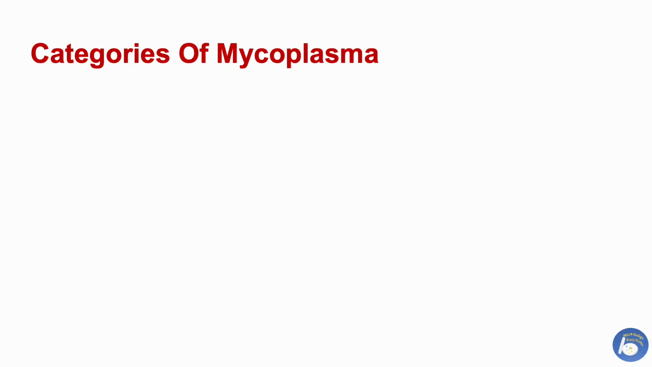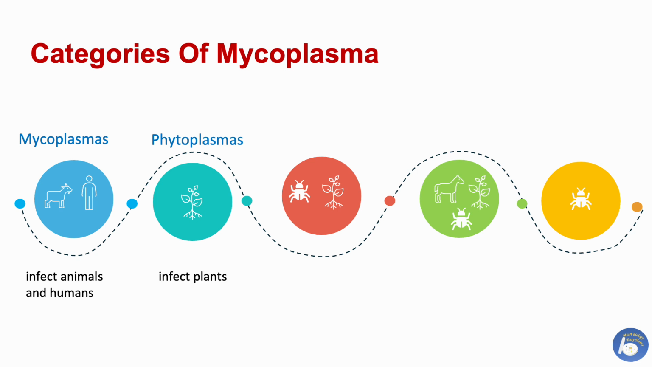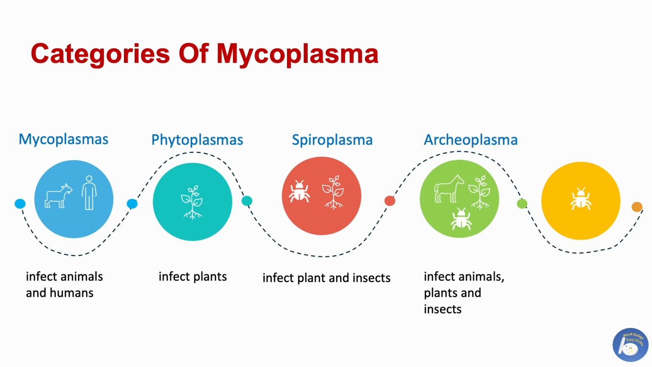With the discovery of several groups of Mycoplasma, they have been categorized on the basis of the organisms they mainly infect. The first category is Mycoplasmas, which infect animals and humans; Phytoplasmas, which infect plants; Spiroplasma, which infect plants and insects; Archaeoplasma, which infect animals, insects, and plants; and then Entomoplasma, which primarily infect insects.